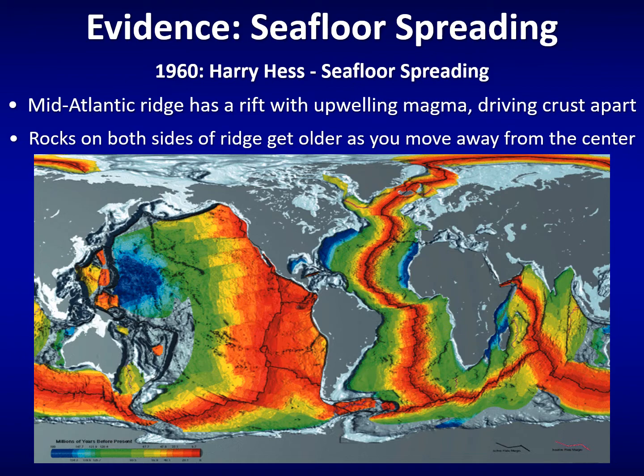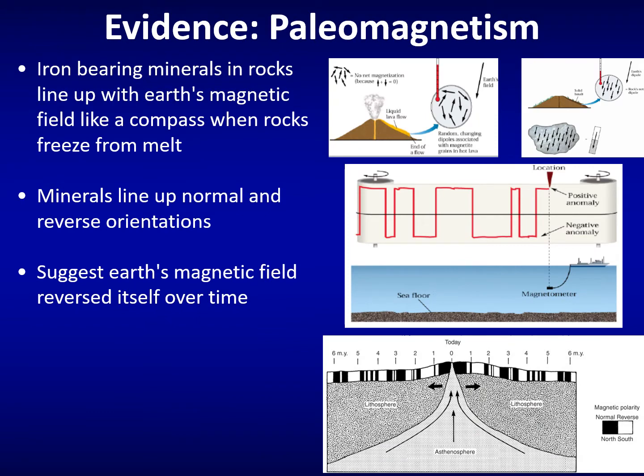The rocks get older as you get away from the ridge, and this actually suggested that perhaps these rocks are moving away from one another, that the ridge is a spreading center driving movement of plates apart. Harry Hess did some studies on the rocks along the mid-Atlantic ridge, and he found that not only do they get older as you get further away from it, but their magnetic signatures change in a concentric pattern on both sides of the ridge in stripes as you move away from the center.